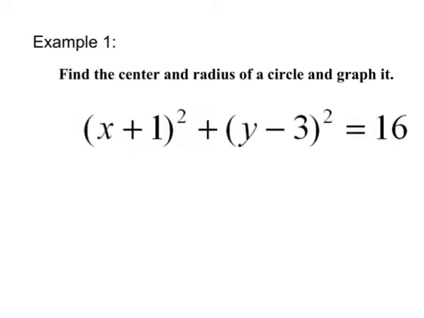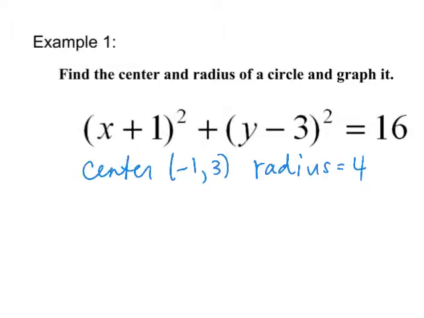All right, so here's an example I would like you to try on your own. Find the center and radius of the circle and then draw a graph of it. Pause the video now and then check your work. Here is the center, so -1, 3, and the radius is the square root of 16, or 4. On the next slide, we will see the graph of it.